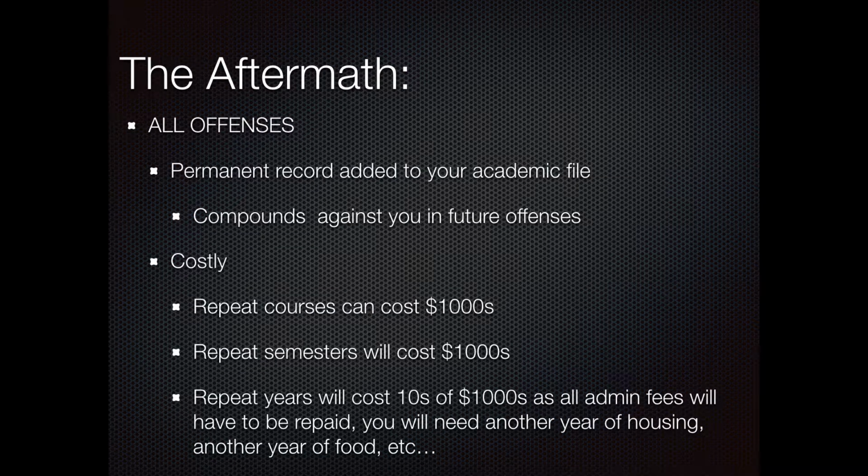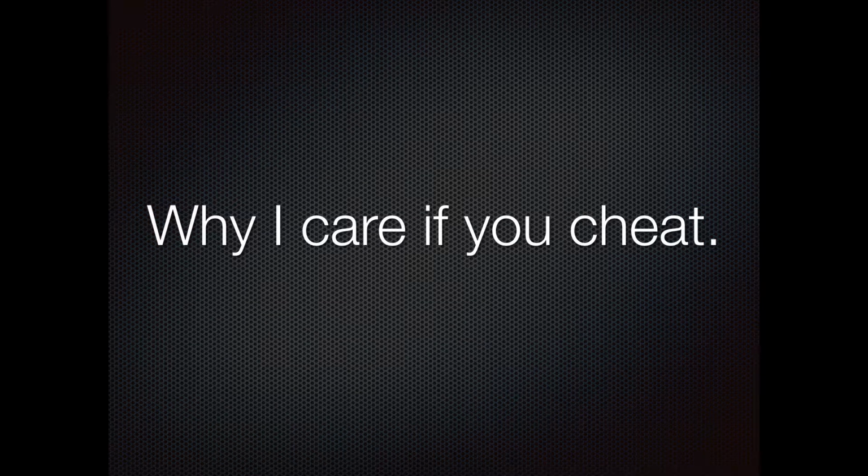Obviously, the aftermath is pretty nasty. It's a permanent record added to your Georgian College academic file. It compounds against you in future offenses, which means if you cheat in this class and then attempt to cheat in Rich's class, for example, it counts as 2 strikes. It's costly, tens of thousands depending on who you are and what you're taking and how much you had to pay to be here.